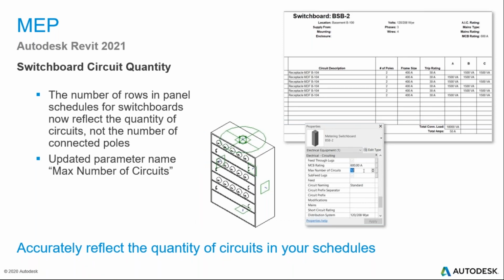Switchboards no longer report a value for the maximum number one pole breaker parameter in schedules and view filters, as the maximum number of circuit parameter is used instead. Also, there is a new family parameter in electrical equipment part type for the board. Switchboard schedules now show the quantity of circuits rather than the number of connected poles.